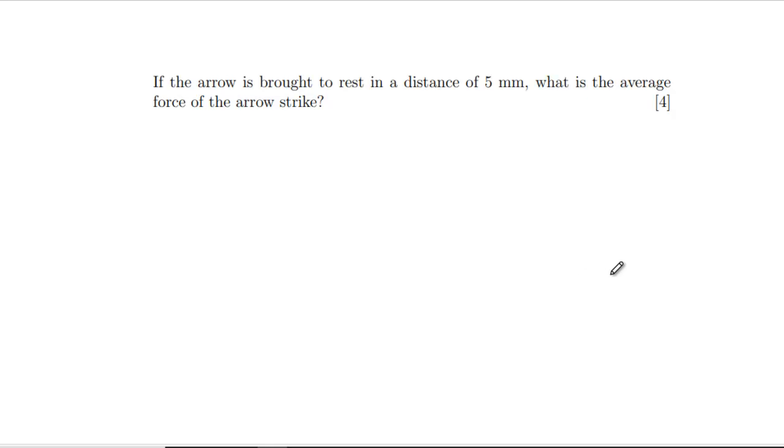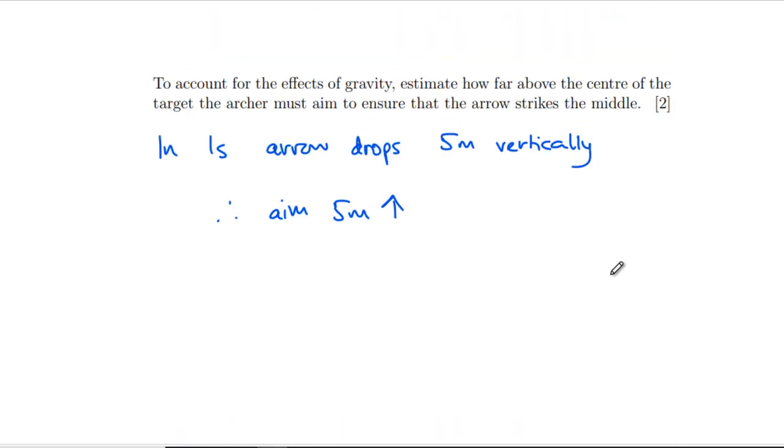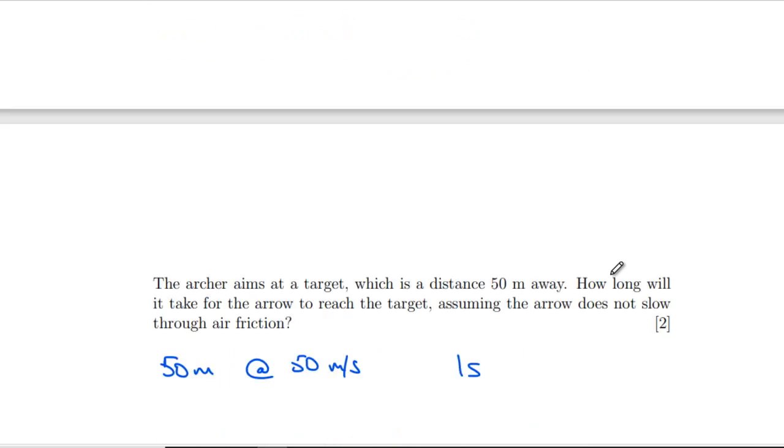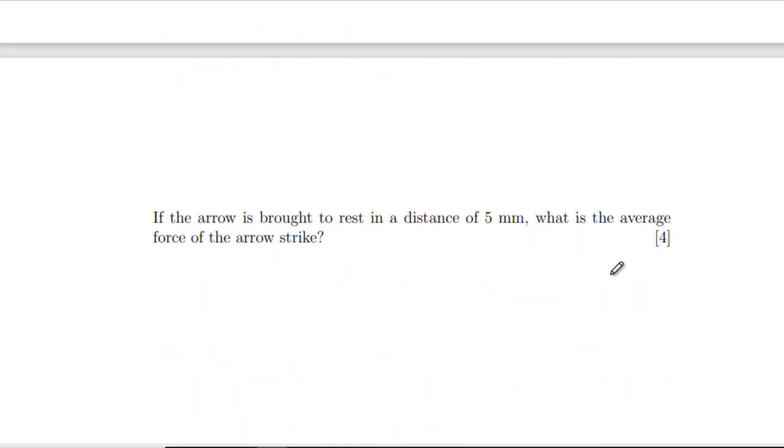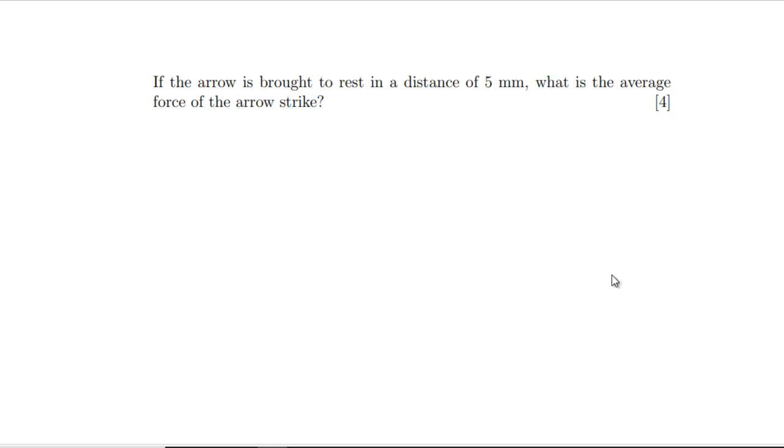If the arrow is brought to rest in a distance of 5 millimeters, what is the average force of the arrow strike? Right, so what do we estimate how far above? So I assume they've aimed it upwards. What is the average force of the strike? Right, so we're going to be saying that, well, half mv squared. If they've aimed it so it's looped over like that, we're just going to have that is our energy.